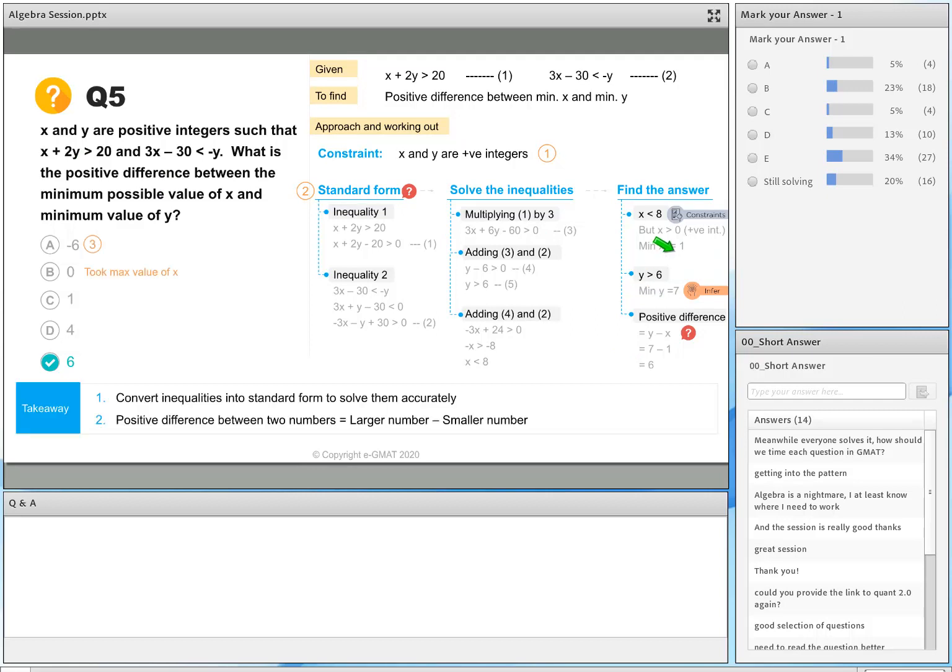Okay, that is what I get. Now 0 you would get if you took the maximum value of x instead. You know, you took x equal to 7. In that case, the difference you would get is 7 minus 7, which is 0.